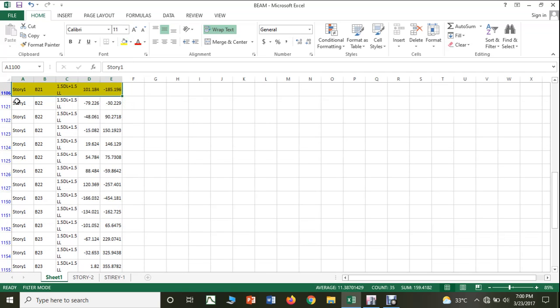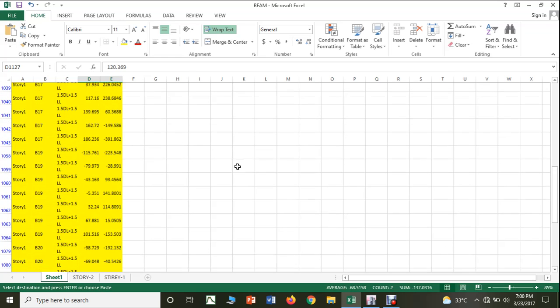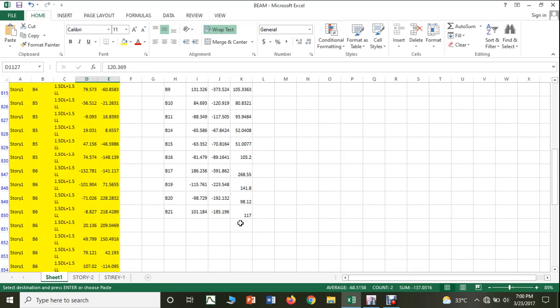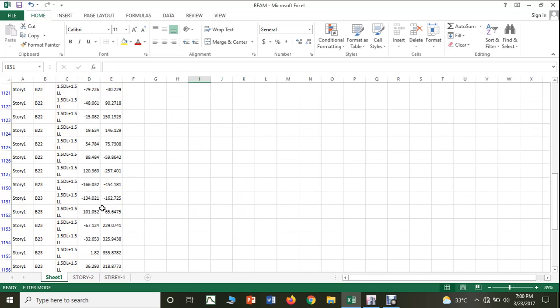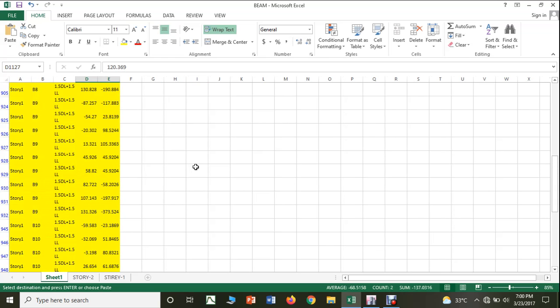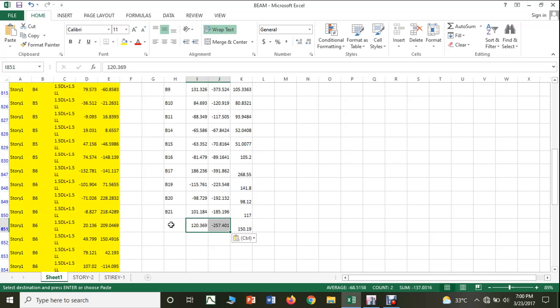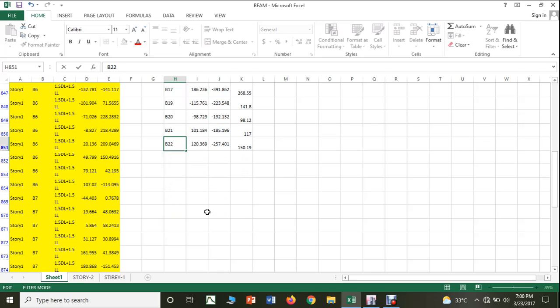Next you can have is beam 22, from here to here. The highest is this one, and the positive value is 150.19. So this is beam 22.